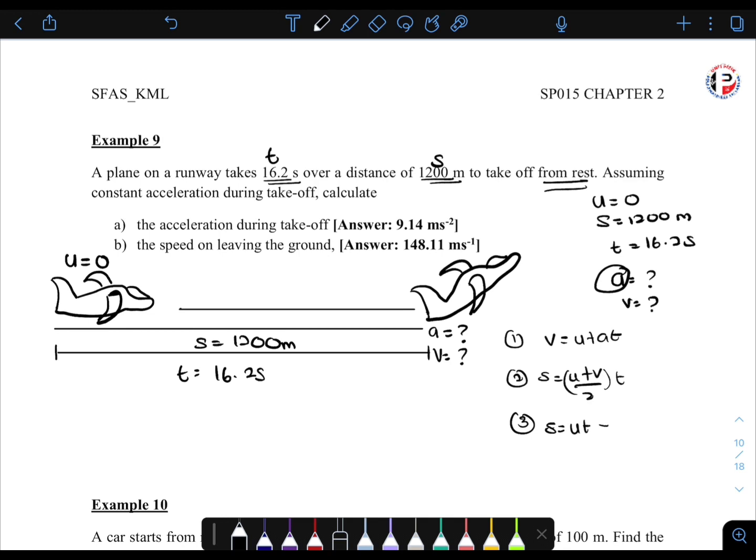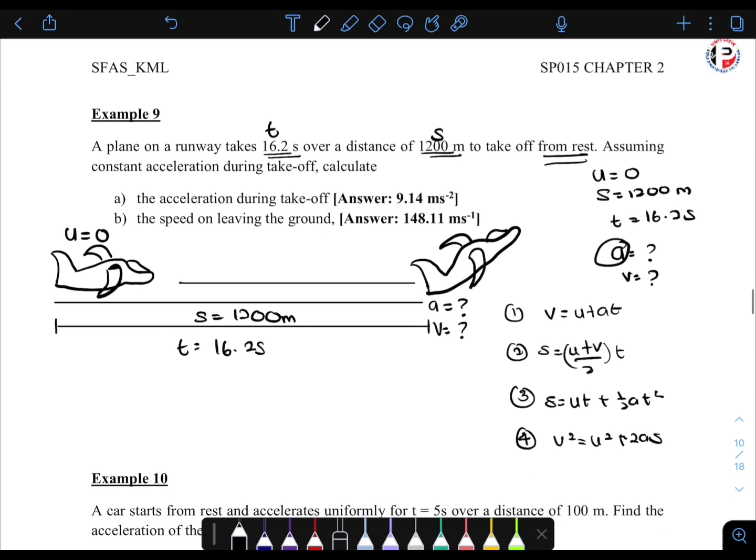And then the third equation is S equals UT plus half AT squared. And then the fourth equation, Equation 4, is V squared equals U squared plus 2AS. So we have 4 equations here.